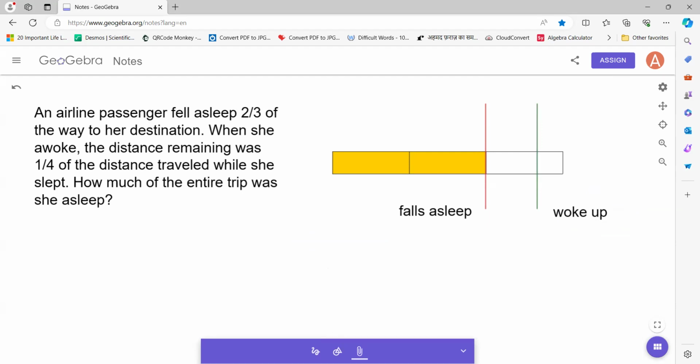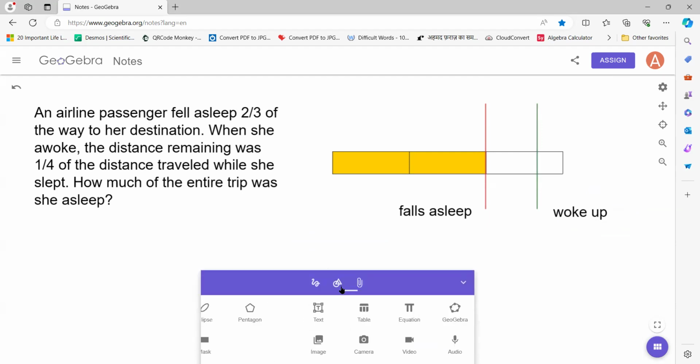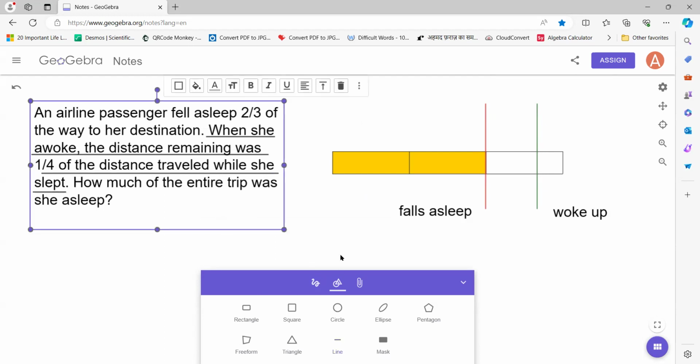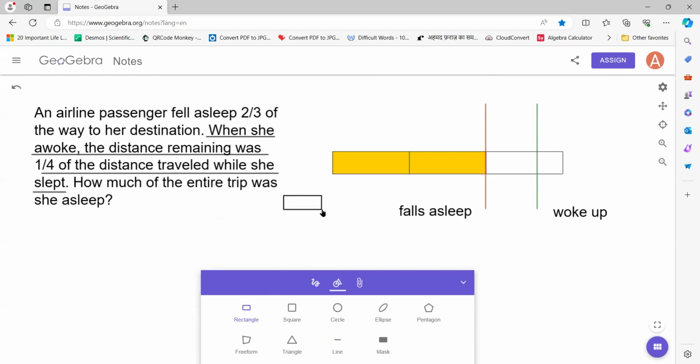The question says, this line of the question says, when she awoke, the distance remaining was one-fourth of the distance traveled while she slept. What's that supposed to mean? Well, we'll find out soon.